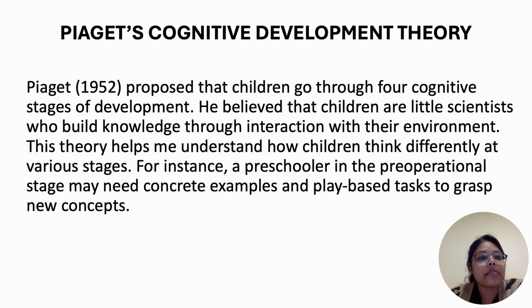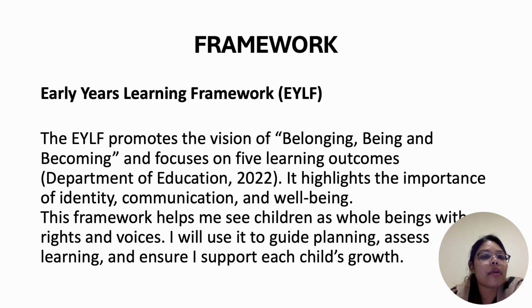The next theory is Piaget's cognitive development theory. Piaget proposed that children go through four cognitive stages of development. He believed that children are little scientists who build knowledge through interaction with their environment. This theory helps me understand how children think differently at various stages. For instance, a preschooler in the preoperational stage may need concrete examples and play-based tasks to grasp new concepts. Now, let's talk about the frameworks.